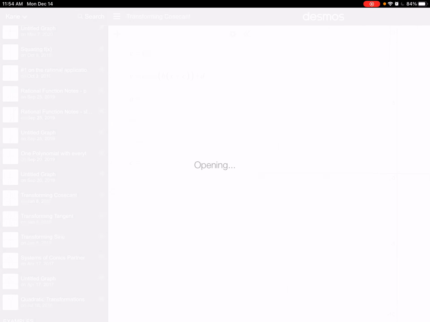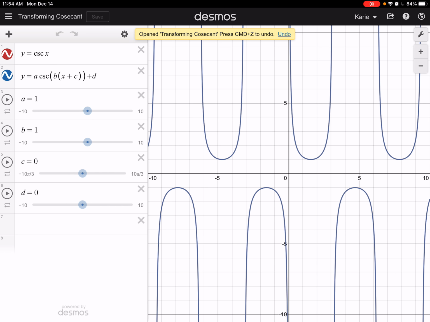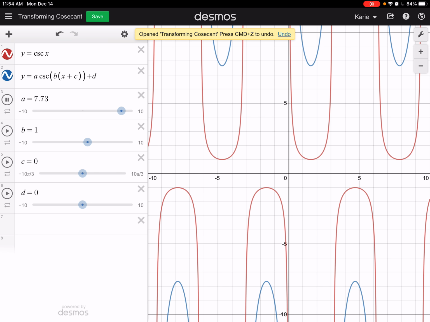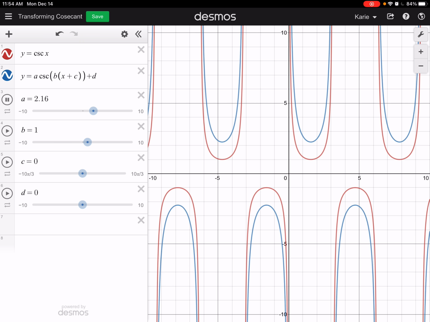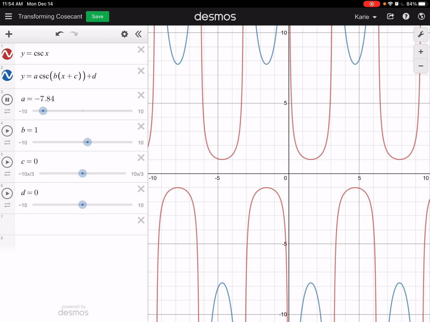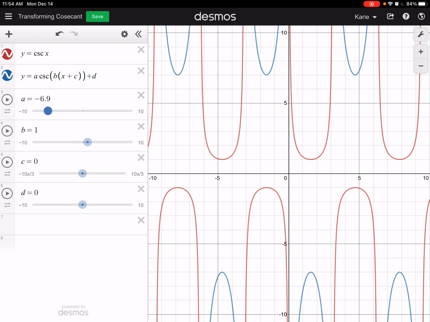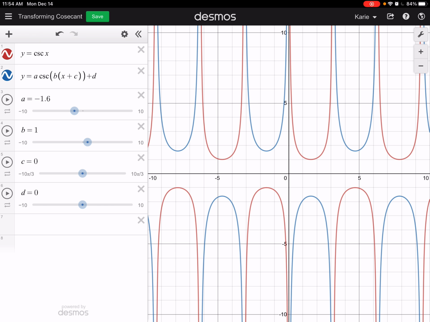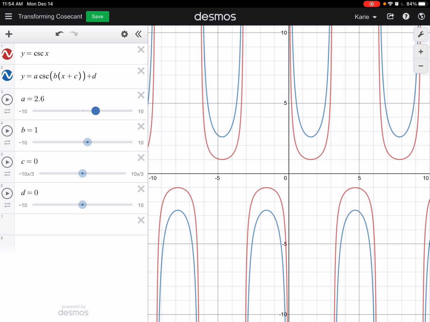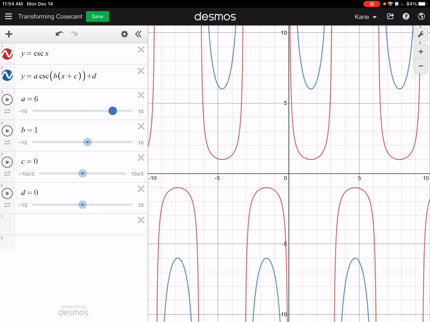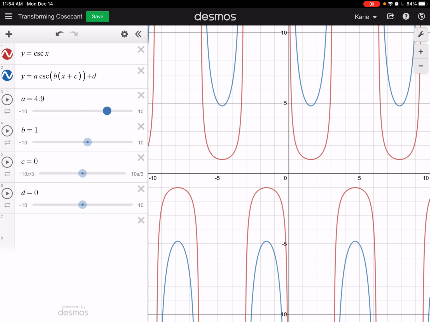Okay, let's look at cosecant. Now with cosecant, when I change my A value, notice, if A is negative, we have reflected. Do you see how the red has now reflected over the x-axis? So if it's negative, it's reflected. If it's positive, it didn't reflect. But on all of these, well, let's see.